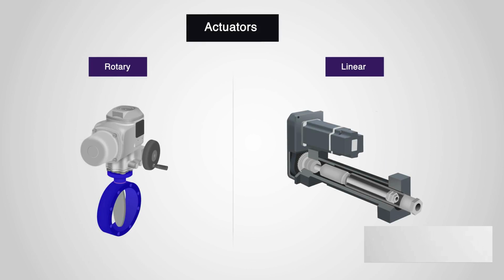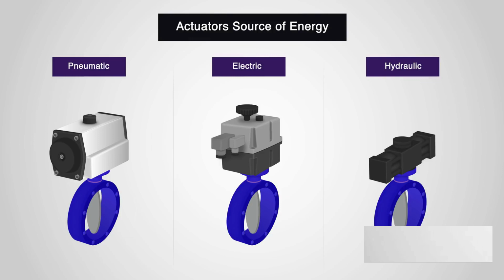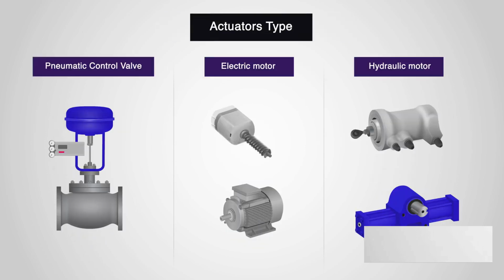An actuator is a device that makes something move or operate. An actuator can move something in a straight line, referred to as linear, or in a circular motion, referred to as rotary. An actuator receives a source of energy and uses it to move something. In other words, the actuator converts the source of energy into physical mechanical motion. That source of energy can be in three different forms: pneumatic, electric, and hydraulic. Typically, actuators in the industry include pneumatic control valves, electric motors, and hydraulic motors.